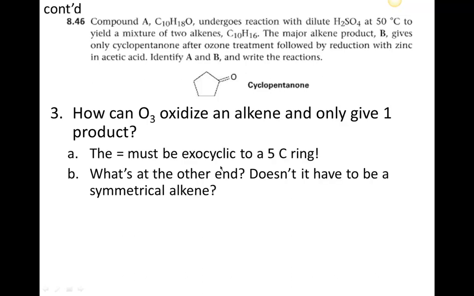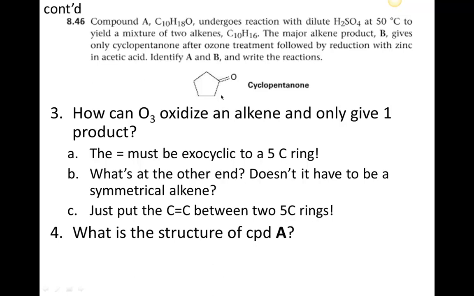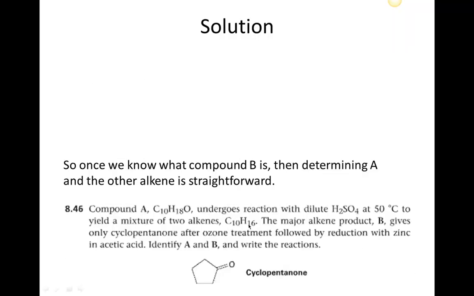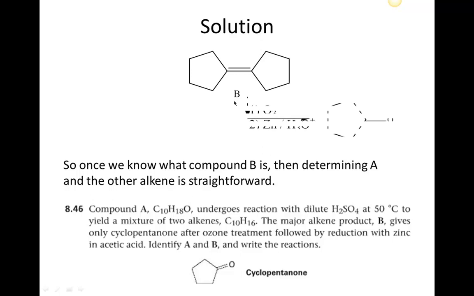And so it must have been an exocyclic double bond hooked to another 5-membered ring. And then we have compound B, which is the product that we were looking at, but we can probably also figure out the other thing too. So compound A must be an alcohol where we had an OH on one of those. Okay, so here's the solution. So this is what compound B has to be in order to give us this product during ozonolysis.